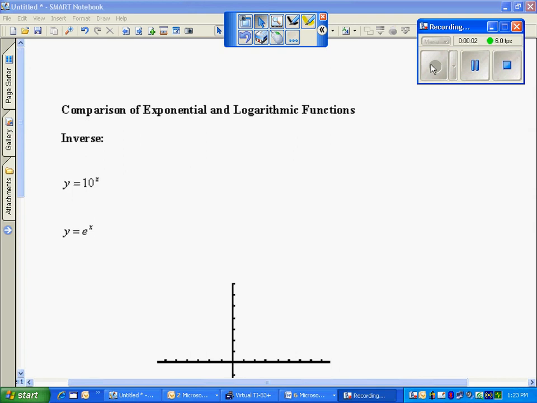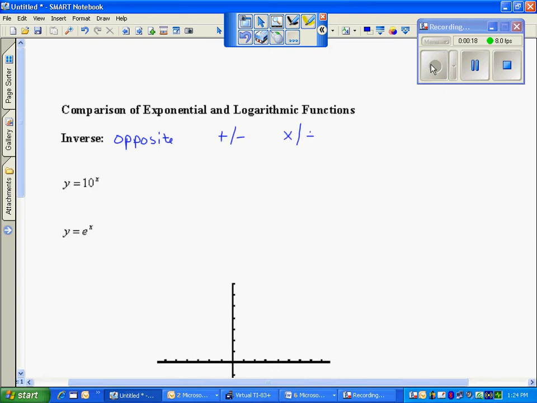In algebra, we have a property called the inverse property. And the inverse just simply means the opposite. So when you solve equations, you use this inverse property a lot because addition and subtraction are inverses, multiplication and division are inverses.